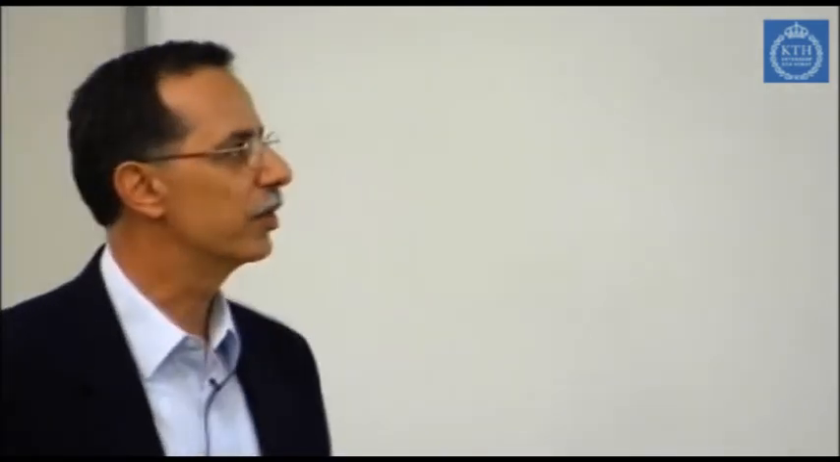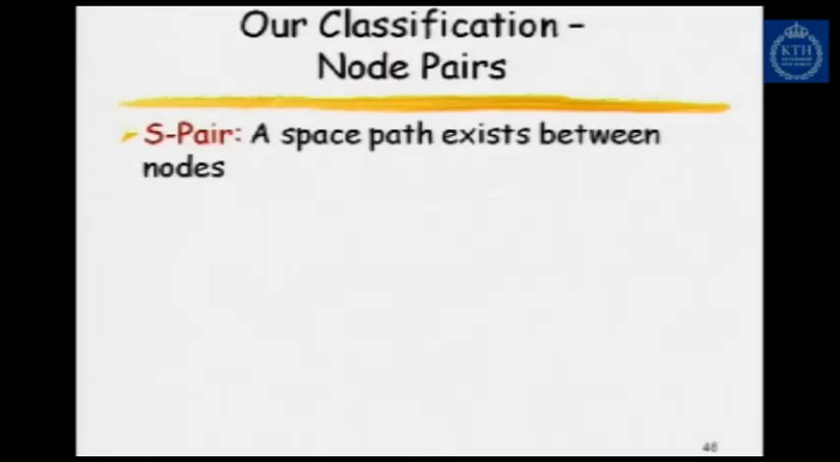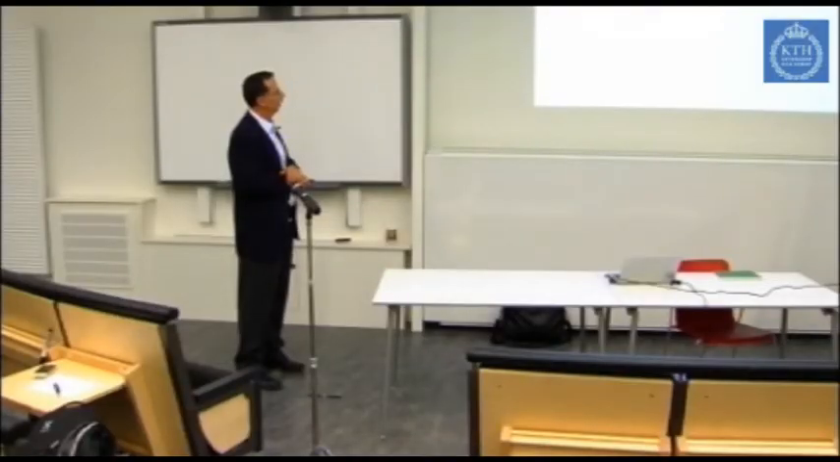So then what you can do is you take this formalism and talk about connectivity of node pairs. So what we have here is three kinds of node pairs. An S pair is a pair where a path exists from the source to the destination. Okay, it's a space path. So if I take a snapshot of the graph, I actually see the space path in the network.